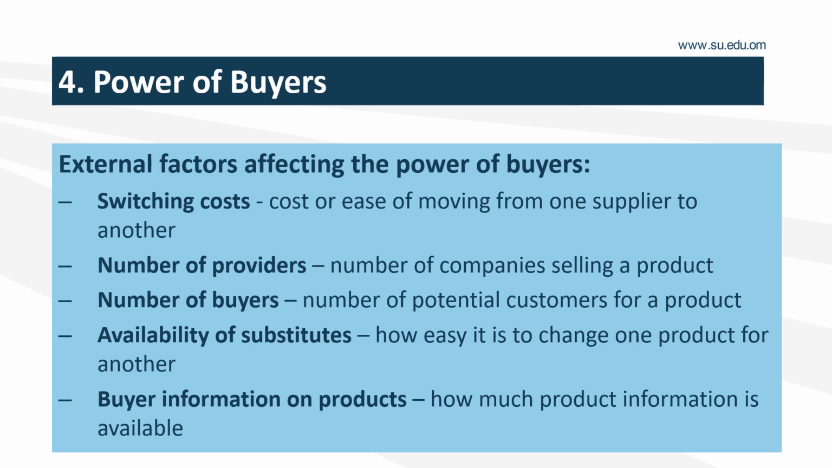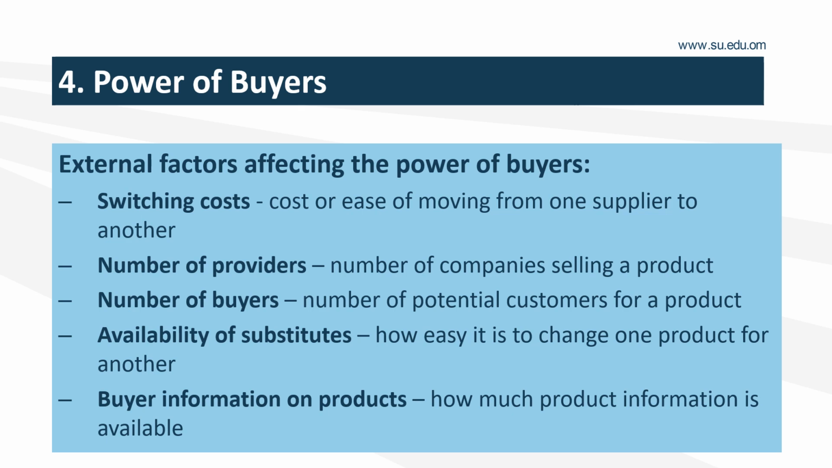So external factors affecting the power of buyers are based on switching costs, the costs or ease of moving from one supplier to another. Switching costs mean that when you open a retail shop, for example, you can choose many suppliers that will supply the products to your retail shop. So this will affect the power of buyers.